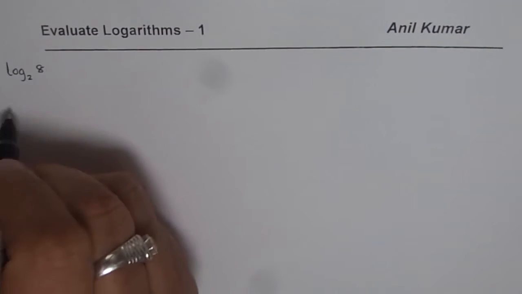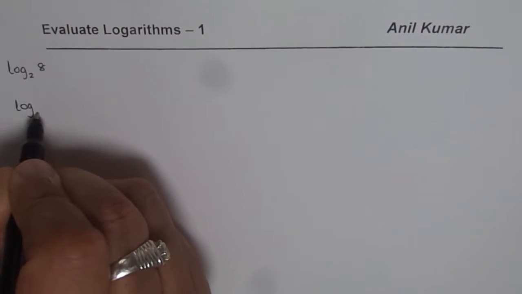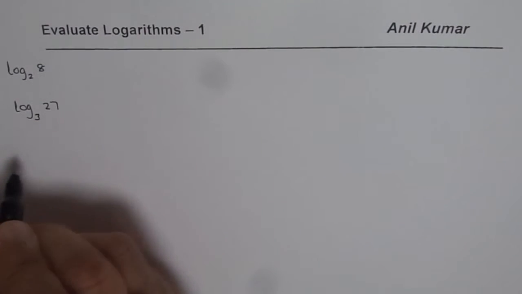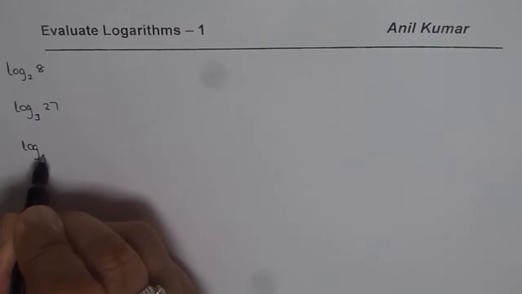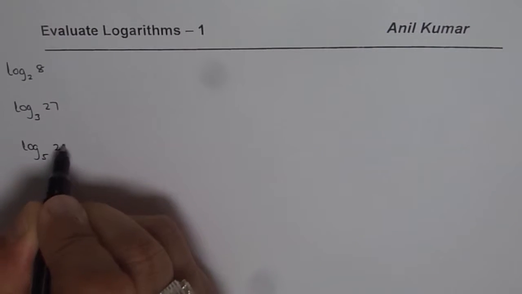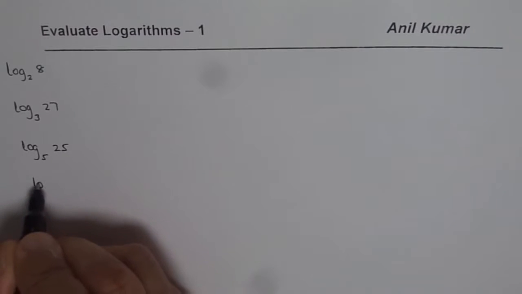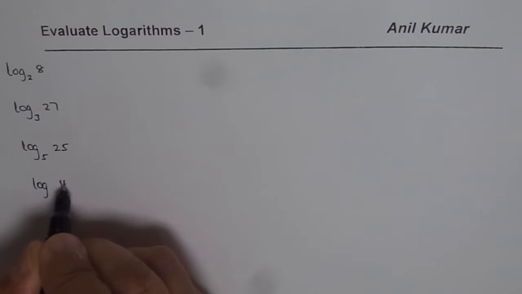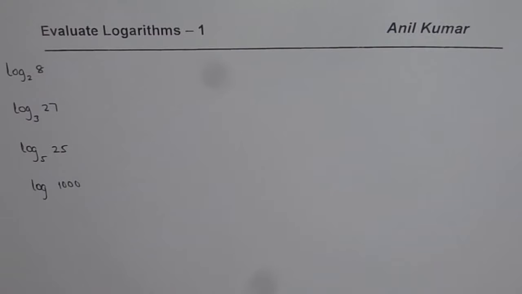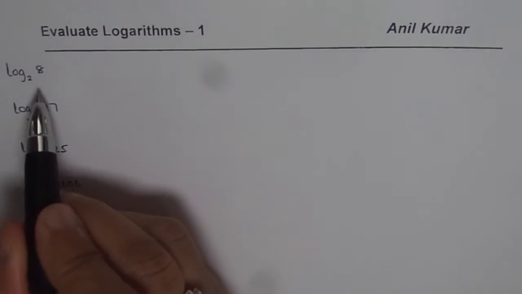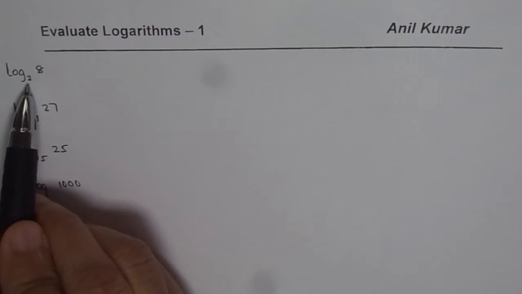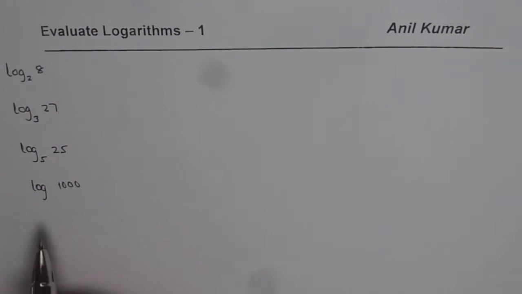I'll have a few more examples. Log to the base 3 of 27, and let's say log to the base 5 of 25. I'm taking very simple examples, and we may just write log 1000, right? So these are logarithms which we need to evaluate. How to evaluate these logarithms? Writing these numbers in terms of exponents of the base helps us to evaluate logarithms. So that is the foundation.